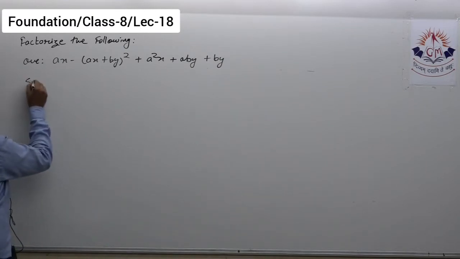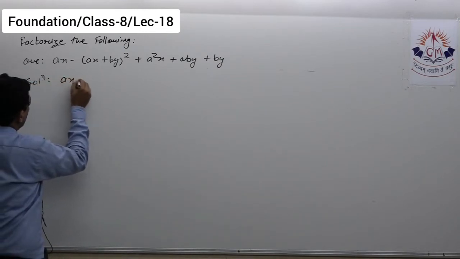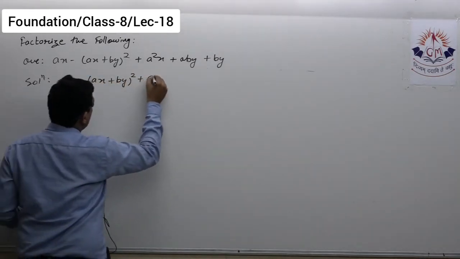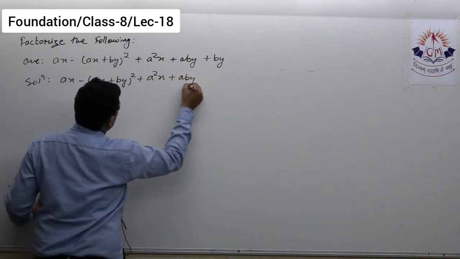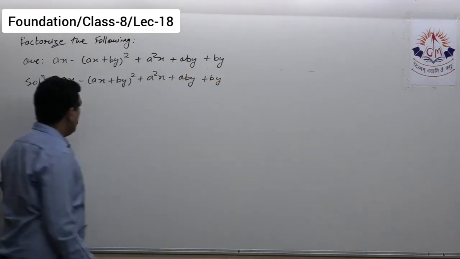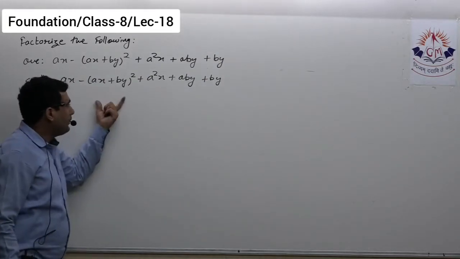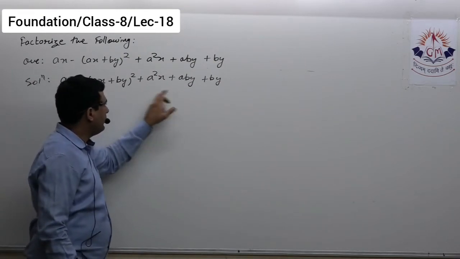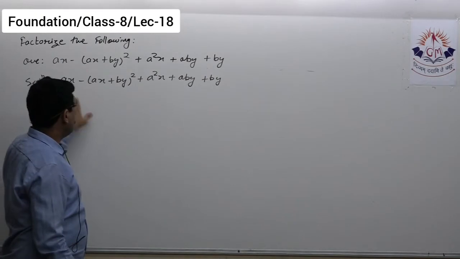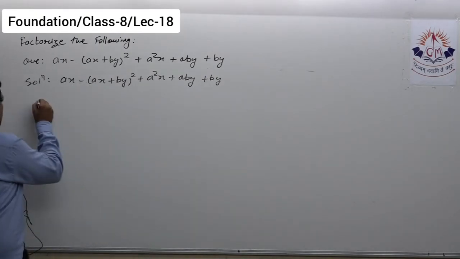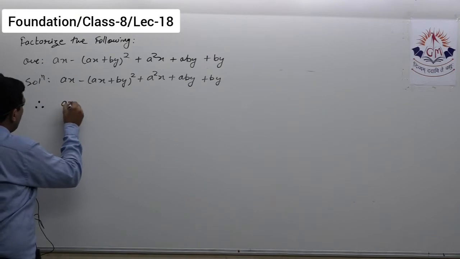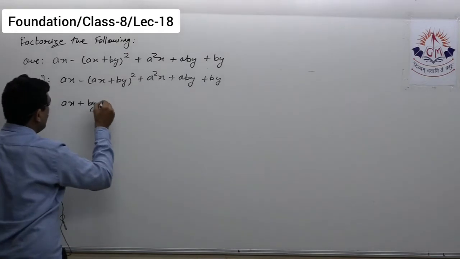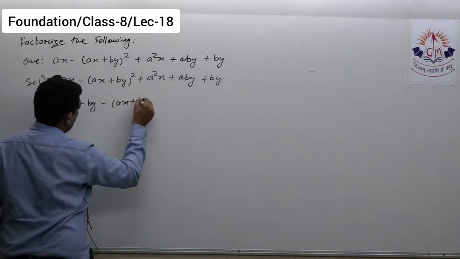Okay, so let us see how to factorize this: ax minus (ax plus by) whole square plus a square x plus aby plus by. One thing that comes to mind is to expand this, because it is not possible to take common from these two; it is possible to take common from these two, but this will be left alone. So then I have to take these two together, so here I will change the order. First I am writing ax, then I took that last term, that is by, over here. Then I am writing this as it is, ax plus by whole square.